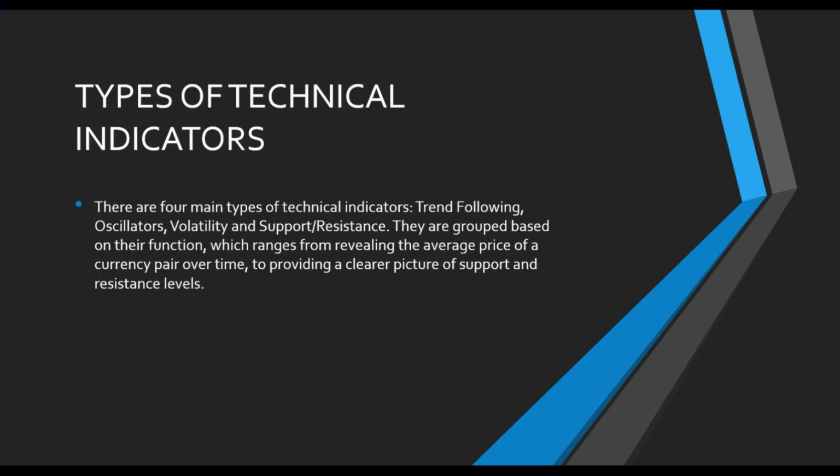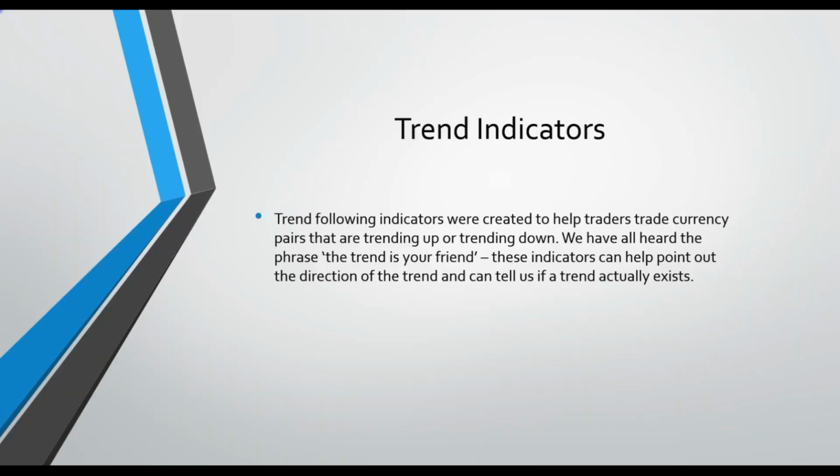Then we go on to our technical indicators. Indicators are mathematical formulas that are applied to open, high, low, close, and volume that can give you some indication or interpretation of the market. We have trend following indicators, we have oscillators, we have volatility and support and resistance indicators, we have momentum indicators. So one of the most popular is trend indicators. Trend following indicators were created to help traders trade currency pairs that are trending up or down.